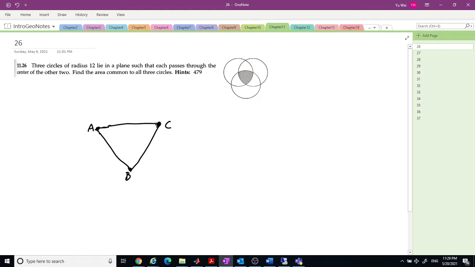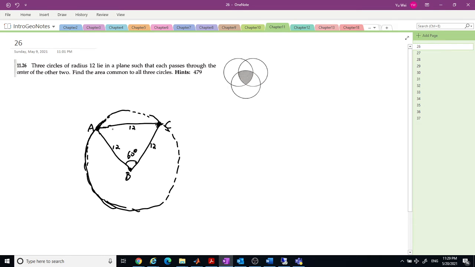The circle B is passing through the centers of A and C, the circle A and the circle C. So let's just draw one of them. Because circle B is passing through A and C, and they all have the radius of 12, we construct an equilateral triangle here.